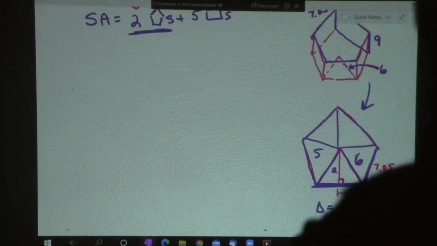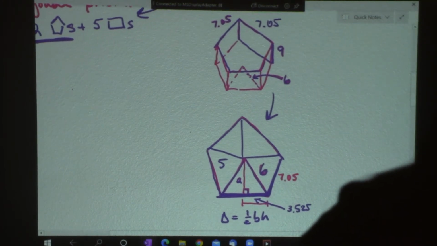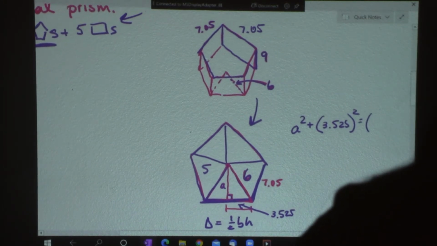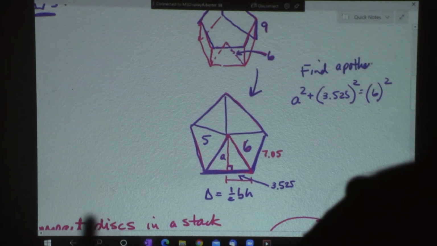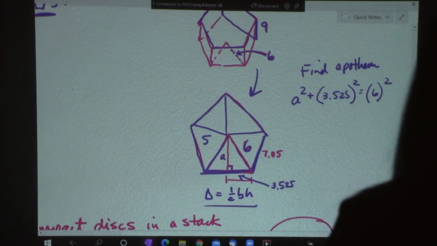So now I'm going to figure this out. So the area is going to be 1/2, actually I got to figure out the apothem. So I'm going to have a squared, which I don't know, and then I've got this b squared, which is 3.525, and then I'm going to have c squared, which is 6. Remember, I'm trying to find the apothem right now. Find the apothem first so that I can find the area of the triangle.